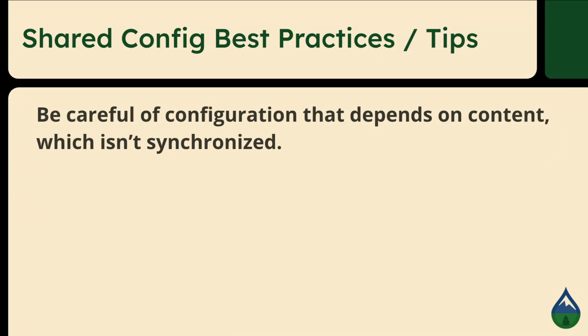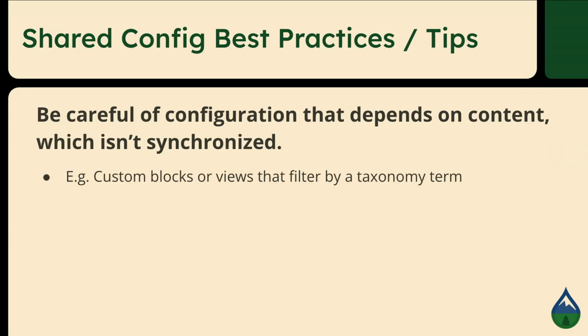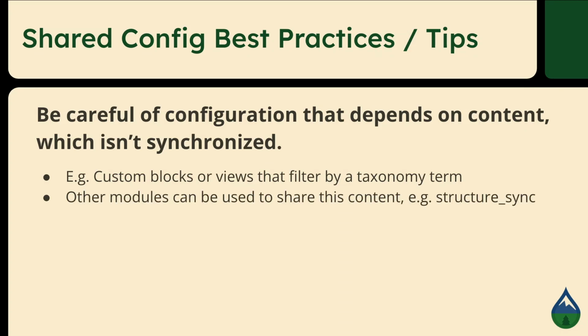Be careful of configuration that depends on content, which is not synchronized. Something like a custom block: the placement of the block is configuration, but the content of the block is not configuration, which is confusing, but that's the way it works. This also applies to views that filter on taxonomy terms. If you define those filter values in the view's configuration, they can get mangled, because taxonomy terms can end up with different UUIDs or term IDs in different databases. So you have to be careful of that.